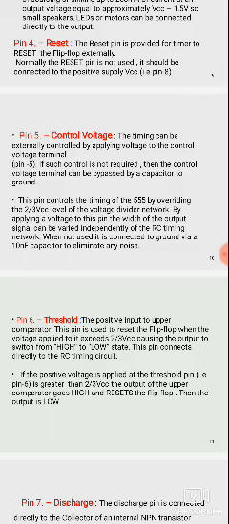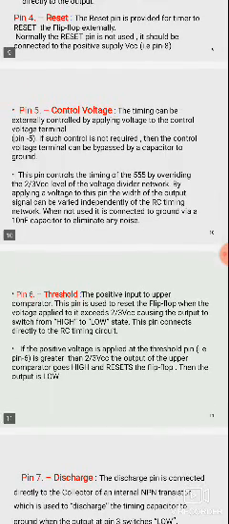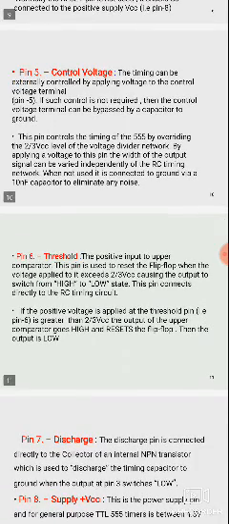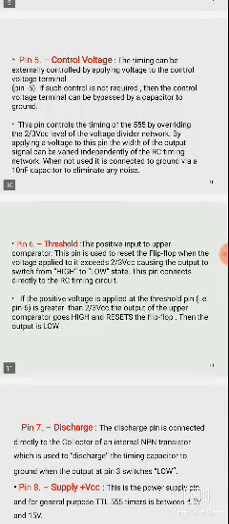Here, the pin controls the 555 by overriding 2/3 VCC in the voltage divider network. By applying voltage to the pin, the output signal can be varied independently of the RC timing network. It is connected to a 10 nanofarad capacitor, which is used to eliminate noise. So pin 5 is the control voltage, and if it is not required, it is bypassed with a capacitor to ground.